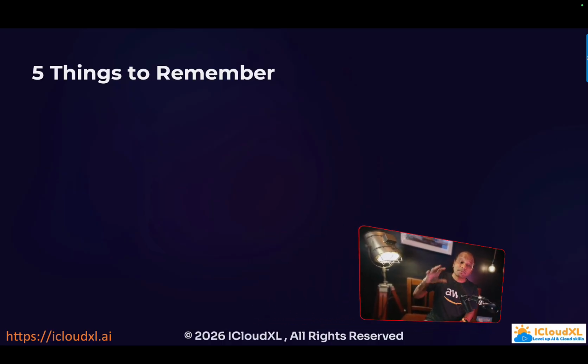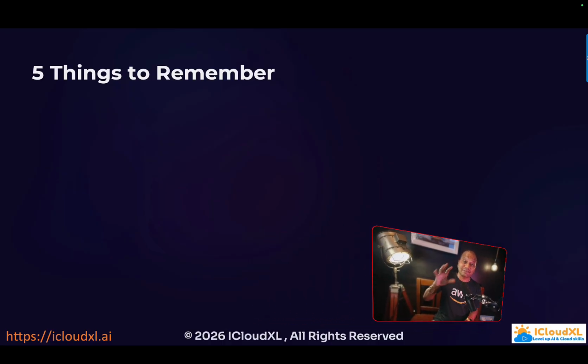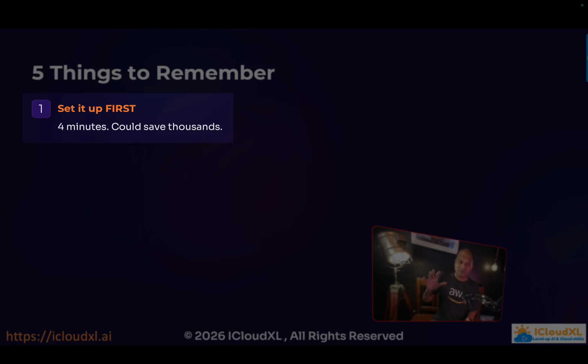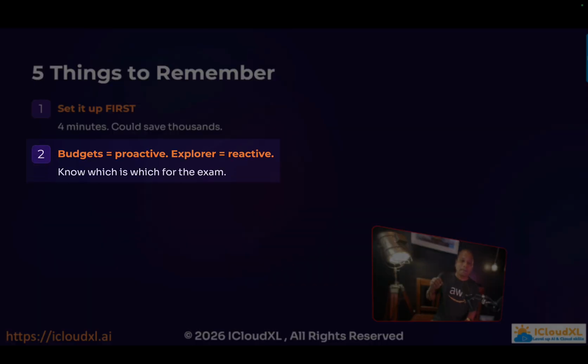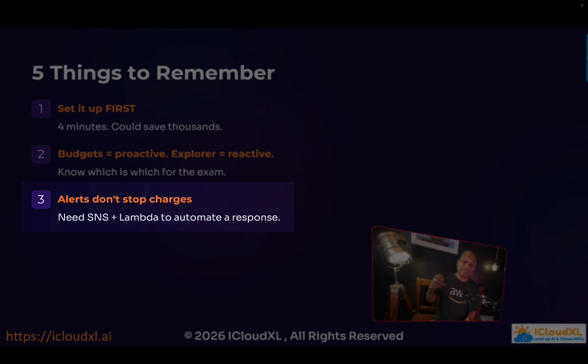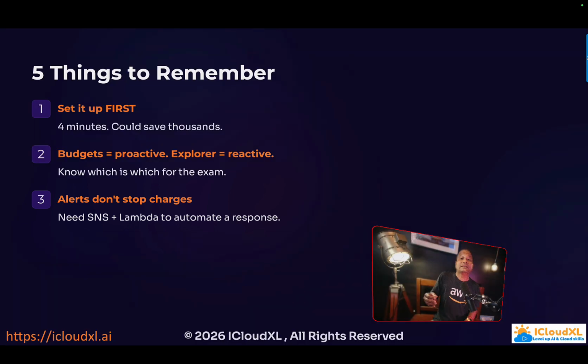Recap, you have to remember 5 things before you end this video. Number 1, you set up a budget as soon as you create the account. 4 minutes could save thousands of dollars. All right, budget is actually proactive and Cost Explorer is reactive. Remember, these alerts don't stop charges. Alerts just alert you. They don't stop your charges. As long as resources are there, it's going to charge you.